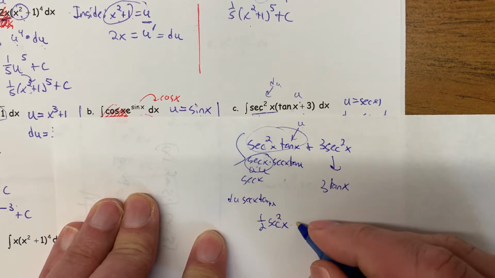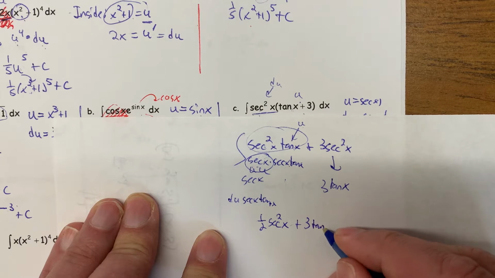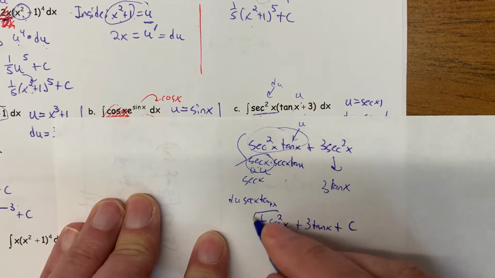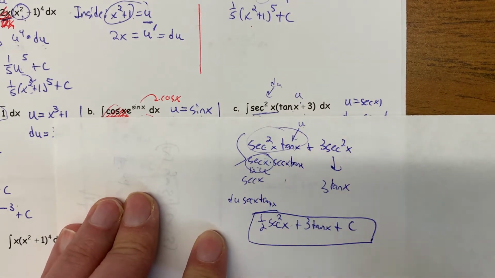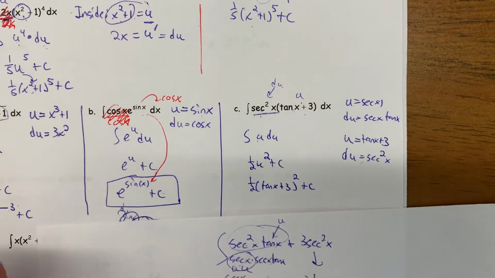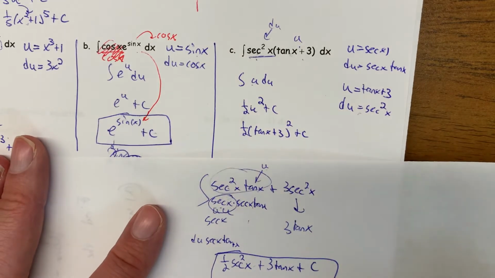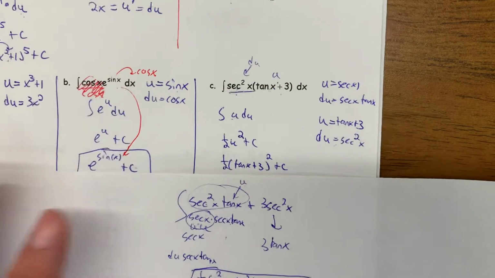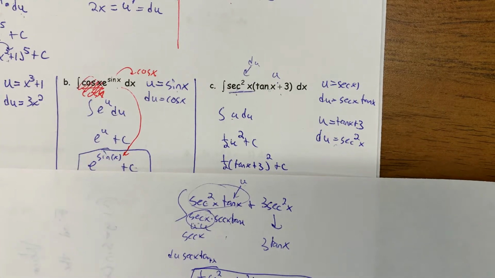And then the du will go away. Plus 3 tangent of x plus c. And what's interesting is that this looks not at all the same as this other one, right? Like our other answer came out differently. And the difference is that it's actually just a different c. So these are actually both the same function with a different c.